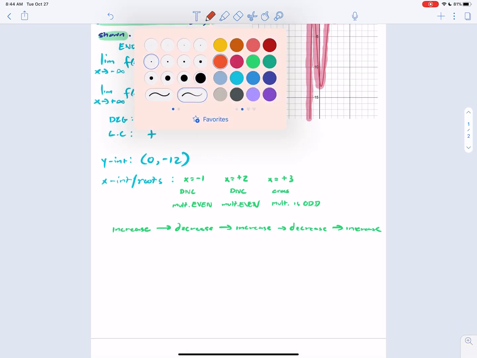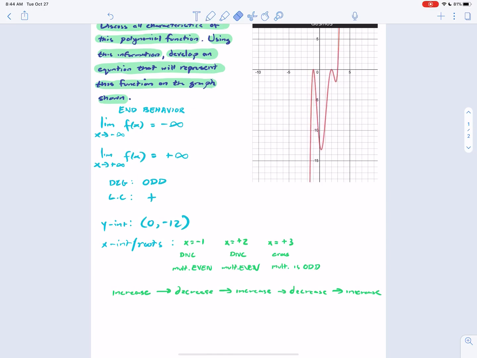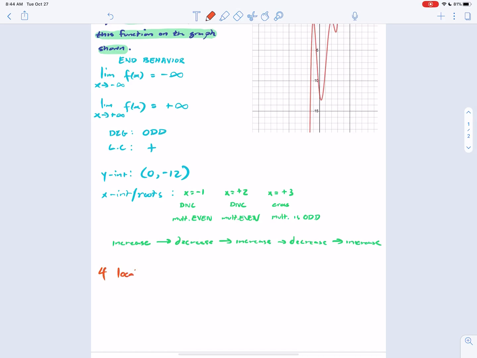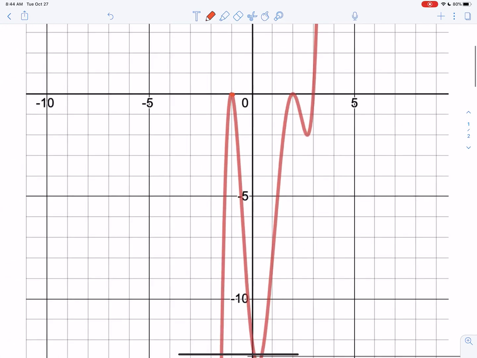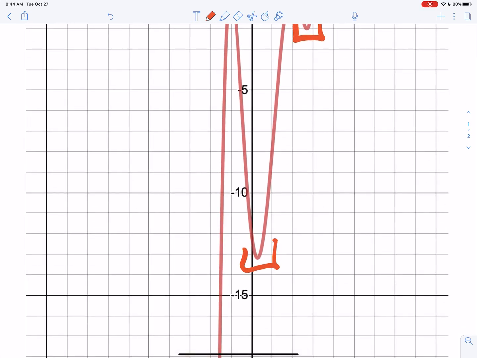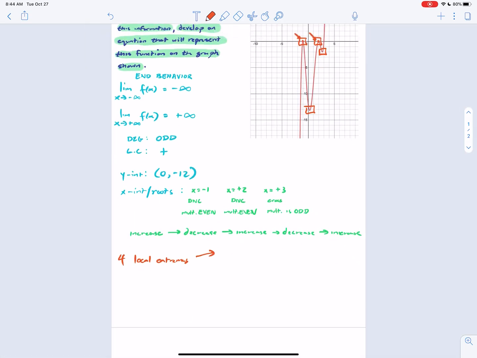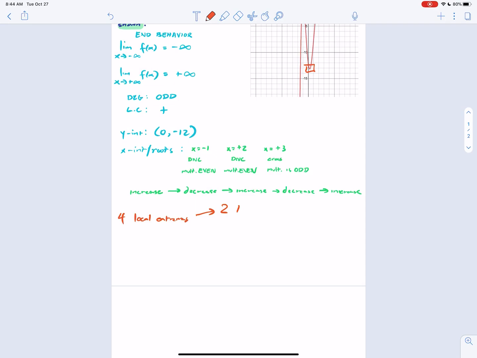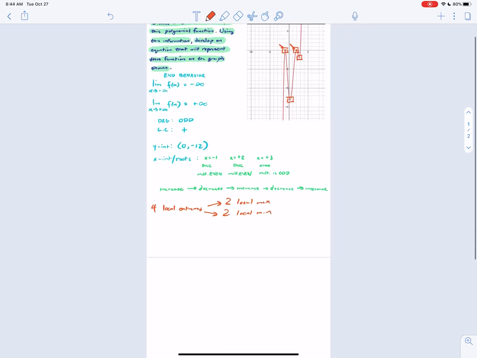What else? I noticed that there are 4 local extrema. Specifically, here there are 2 local maxes because locally those are the highest points. And I have 2 local minimums right there. Now, I don't know exactly where all of them are, so I'll just say that we have 2 local maxes and 2 local mins here in this picture. Your picture may be different.